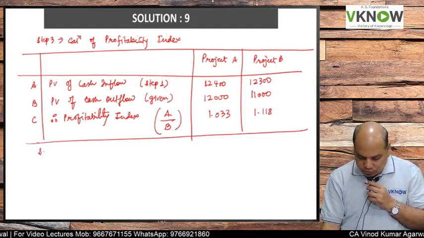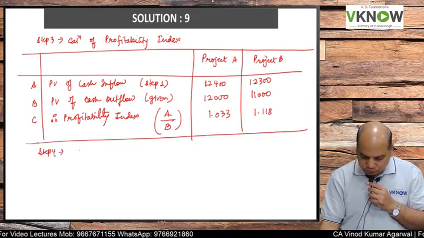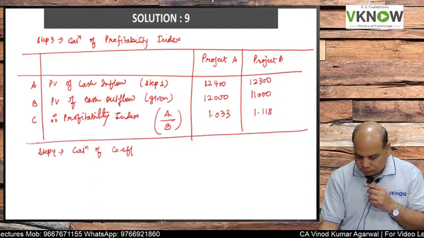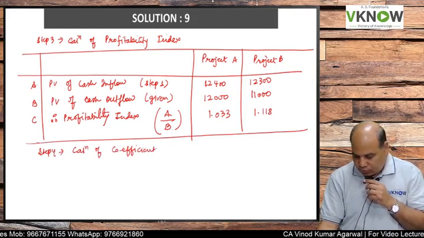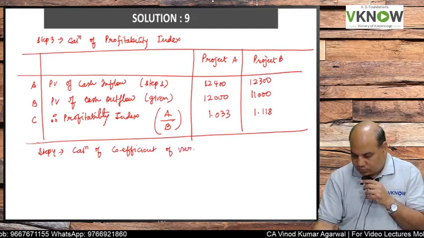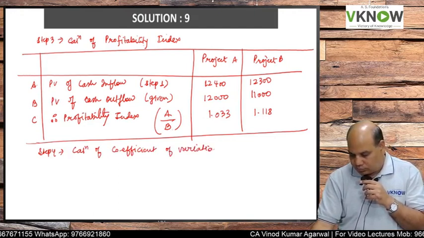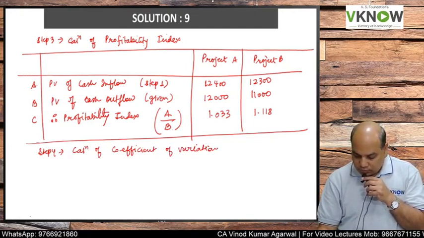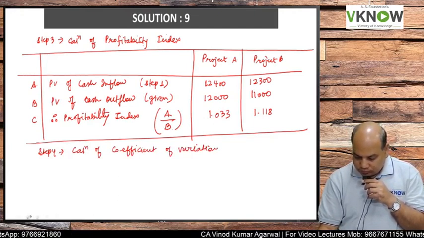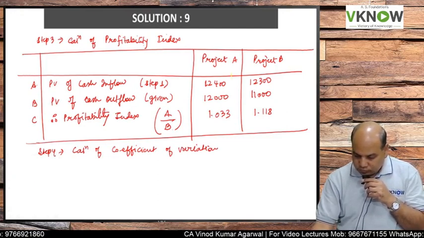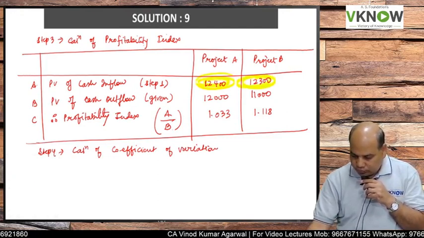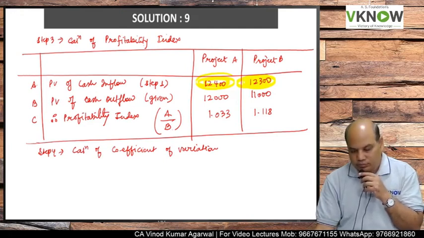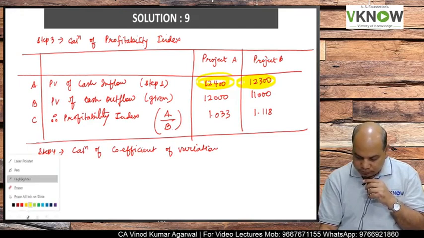Wait, one more line, right? Step 4. Calculation of coefficient of variation. Yes, their cash flows are different. You see on the screen, cash flows are different, standard deviations are different. Okay.